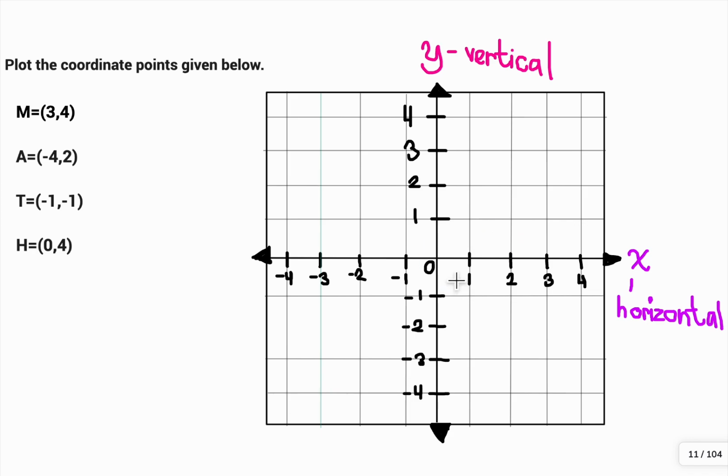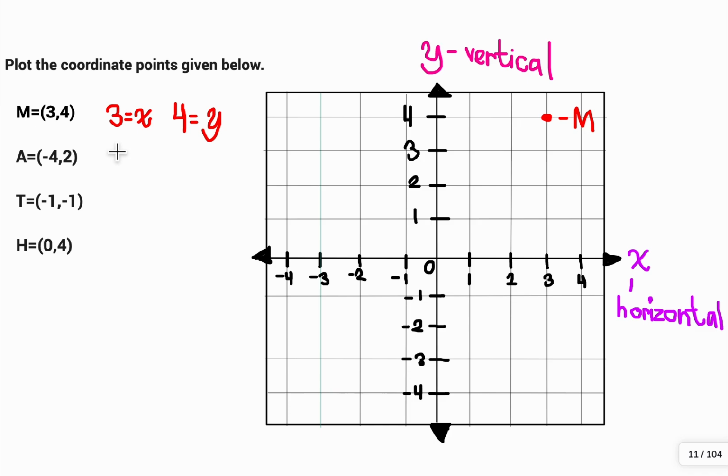So now let us start to plot our point M. As we can see, the first number is 3 and the second number is 4. We always start from the origin, and we always start with x. So 3 is our first number, so that will be x, and our second number is 4, so that will be our y. So we start from the origin, we go right 3, and then we go up 4 for our y. So that will be our point M.